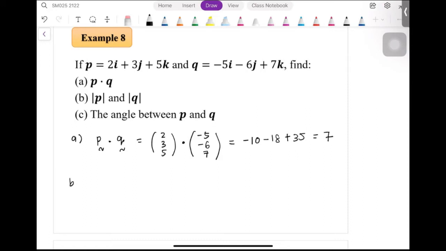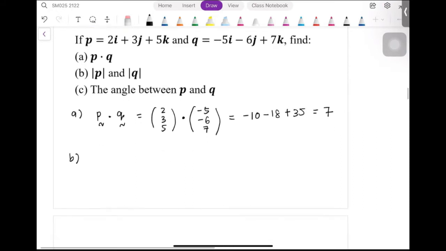Part B, we have to find the magnitude of P and the magnitude of Q. So remember, whenever we have a modulus sign on our vector, that represents magnitude. So for the magnitude of P, it's basically the square root of the summation of the squares of every element. So now we would have 2 squared plus 3 squared plus 5 squared. In this case, we would get root 38.